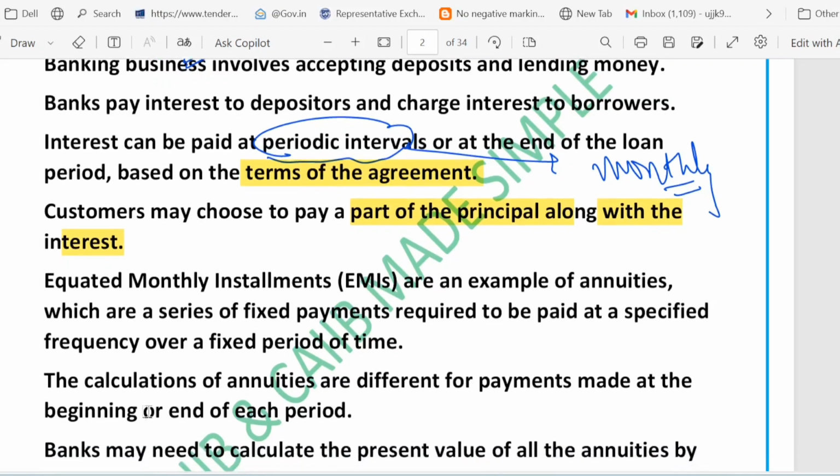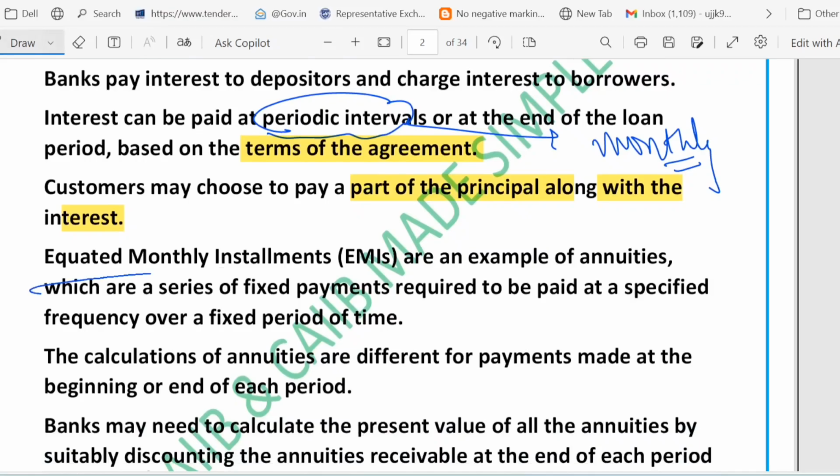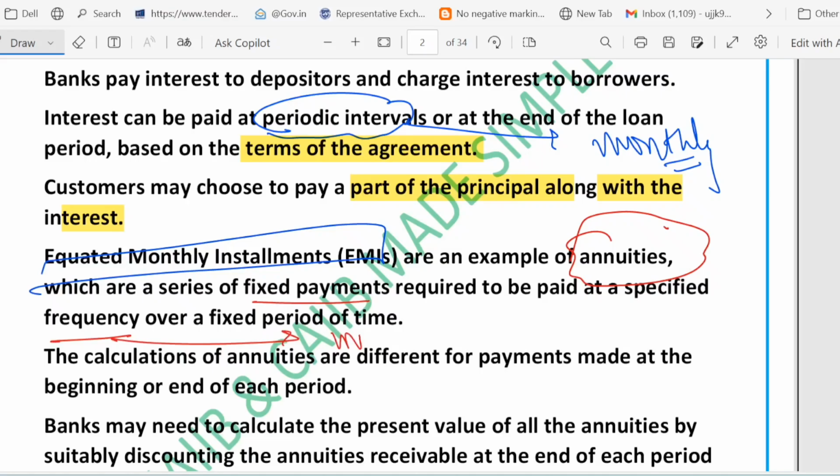So EMI is one type of annuity. What is EMI? Equated monthly installment. It is a type of annuity. Annuity means a fixed payment you make at a set frequency, usually monthly. It is a series of fixed payments made at a fixed frequency, generally monthly, for a fixed time. So fixed payment, fixed frequency, fixed time. That is the point, right?